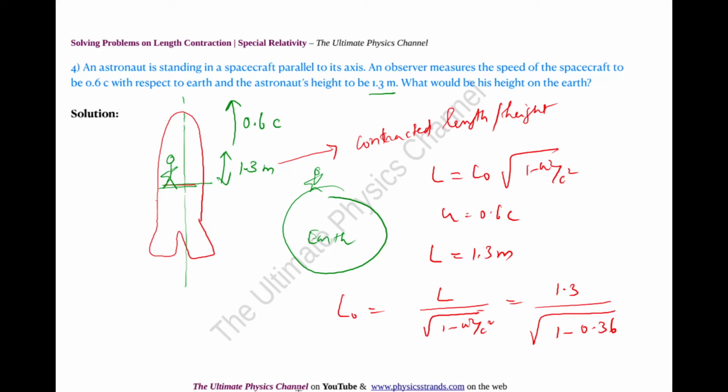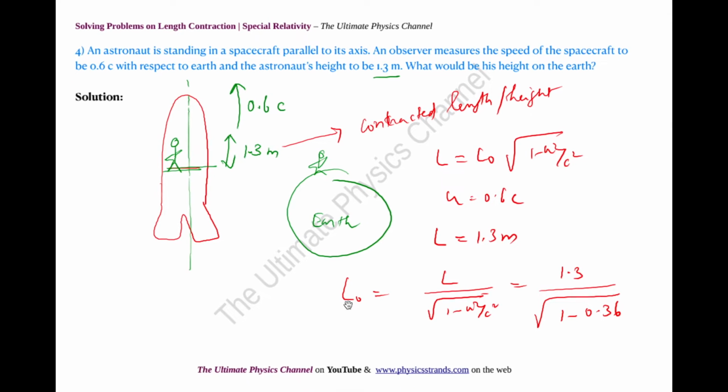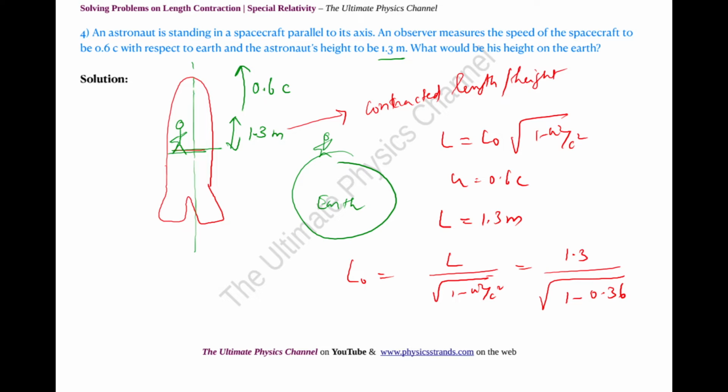therefore you have L0 is equal to 1.3 over the square root of 0.64, 1.3 over 0.8. That would be equal to 1.45 meters. So the original length of the object is 1.45 meters.